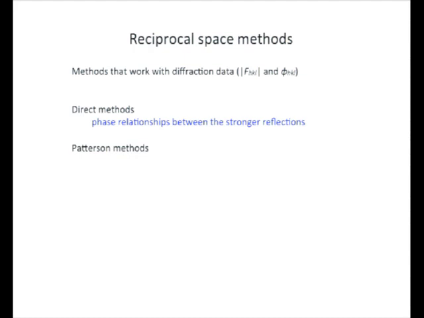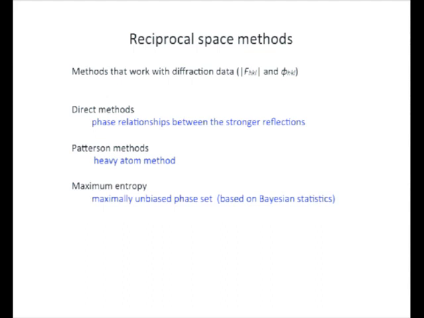Patterson methods, this is generally referred to as the heavy atom method. It doesn't have to be a heavy atom, but it's the one that tells you about interatomic vectors. Maximum entropy, this is a way of getting your maximally unbiased phase set. These all work with diffraction data. These are single crystal methods. So you generate a model from the diffraction data, and then you check what comes out for chemical sense. You're using the chemical information in a passive way.